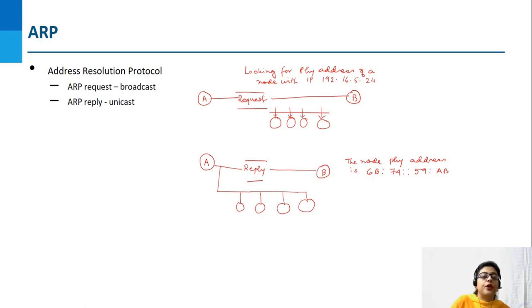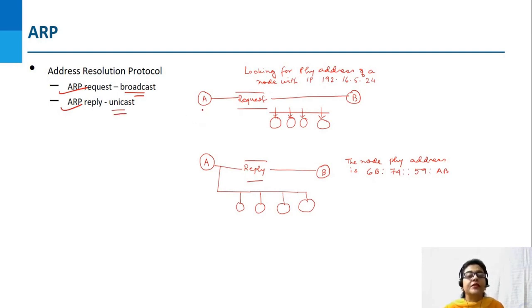Now let us look at Address Resolution Protocol. Address Resolution Protocol, in short called ARP, is a protocol that is used by the Internet Protocol, or TCP/IP protocol suite, in order to map the logical address to the physical address. Let's look at it with the help of this diagram. There are two types of messages. One is called the ARP request, which is a broadcast type of message, and the other is called the ARP reply, which is a unicast type of message.